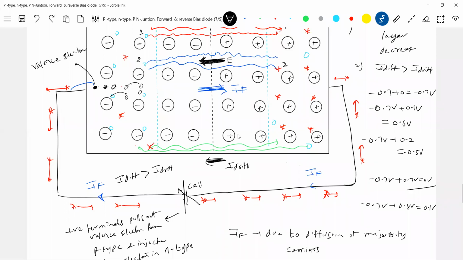Okay, in the evening I'll intimate the time. I'll talk with the chemistry sir, then I'll give the time. One hour only. We have to finish the reverse bias theory also. Okay, thank you all.